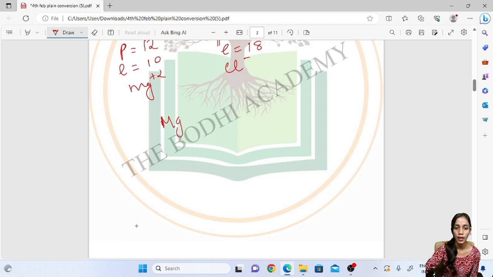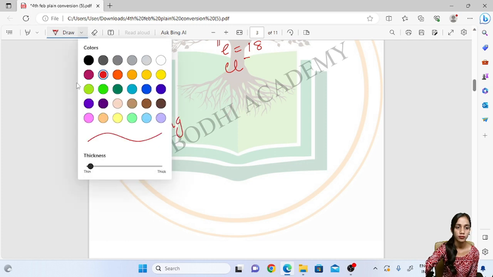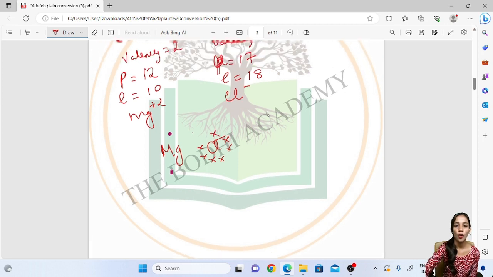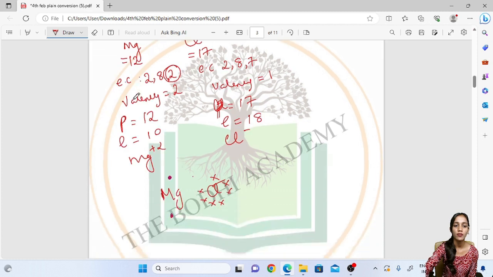Over here, for magnesium we have 2 electrons in the outermost shell, and for chlorine we have 7 electrons. Now the formula of magnesium chloride is MgCl2.